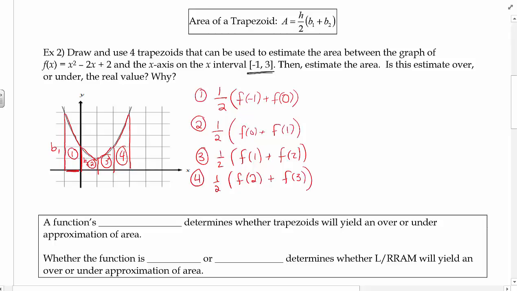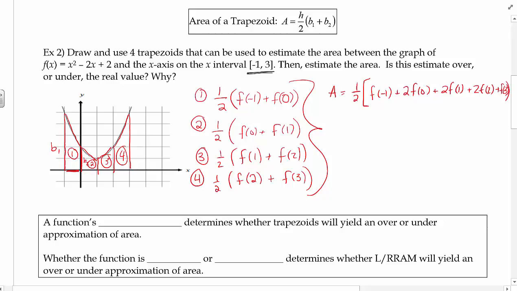Now, obviously, that looks like I'm writing a whole bunch that I don't need to write, and that's true. I do need to condense this here. So our area right here is going to be 1/2 times: I did f of -1, but I only did it once. Then I did f of 0 twice. I did f of 1 twice. I did f of 2 twice. And then I did f of 3 once.